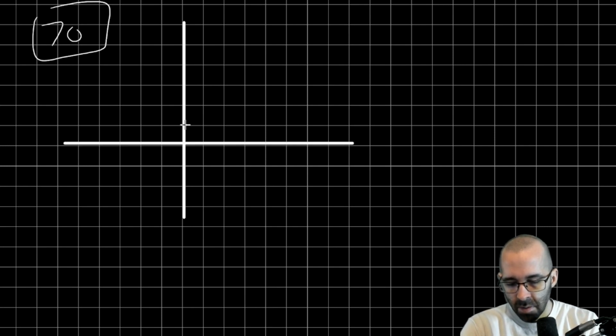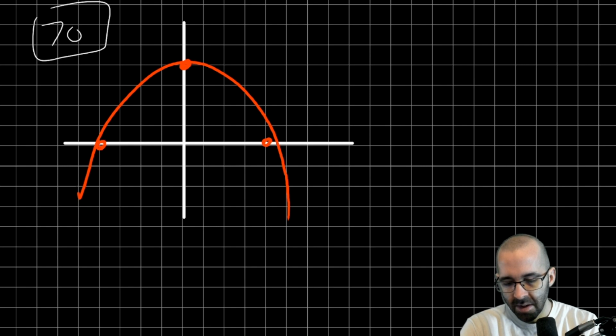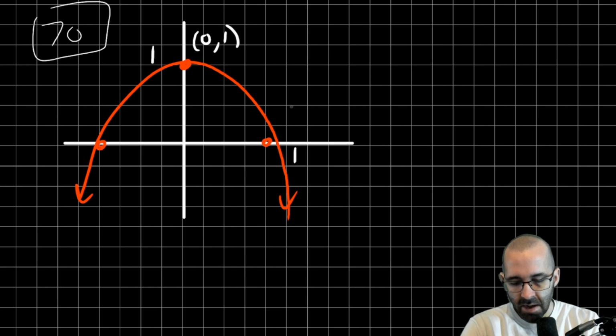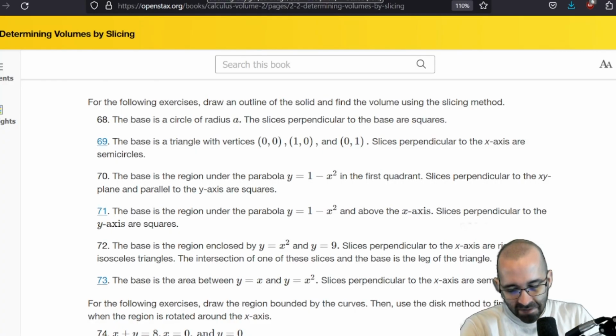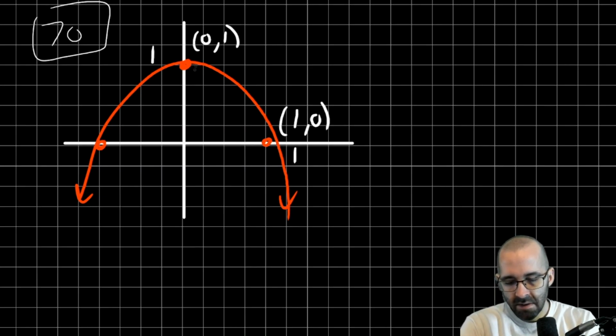So 1 minus x squared is a parabola. Let's blow this up a little bit. Have this be 1. Then that's 1. And that's 1. The parabola looks like, pretend that goes through. And this is the point 0, 1. This is the point 1, 0. It definitely goes through that point. Okay. The base is the region under the parabola in the first quadrant. So this is the base. That region.